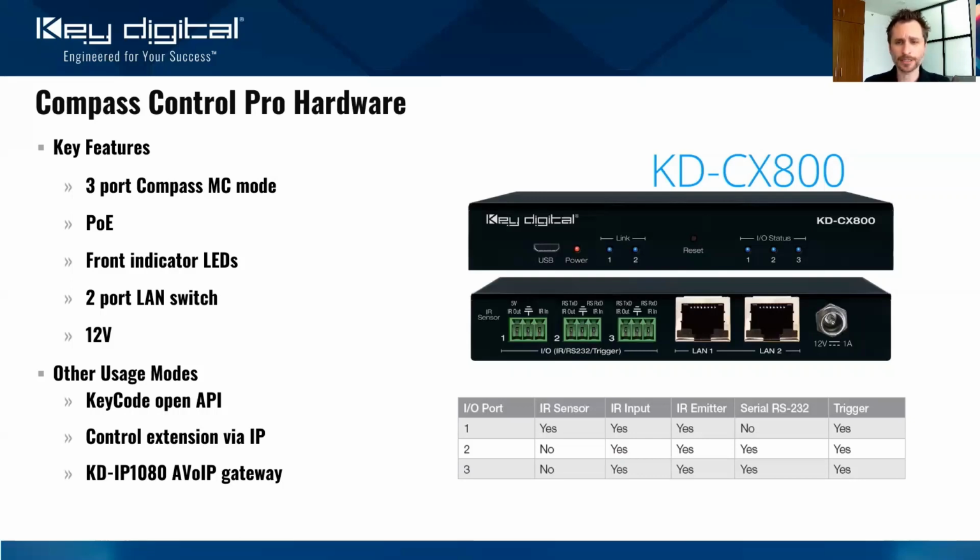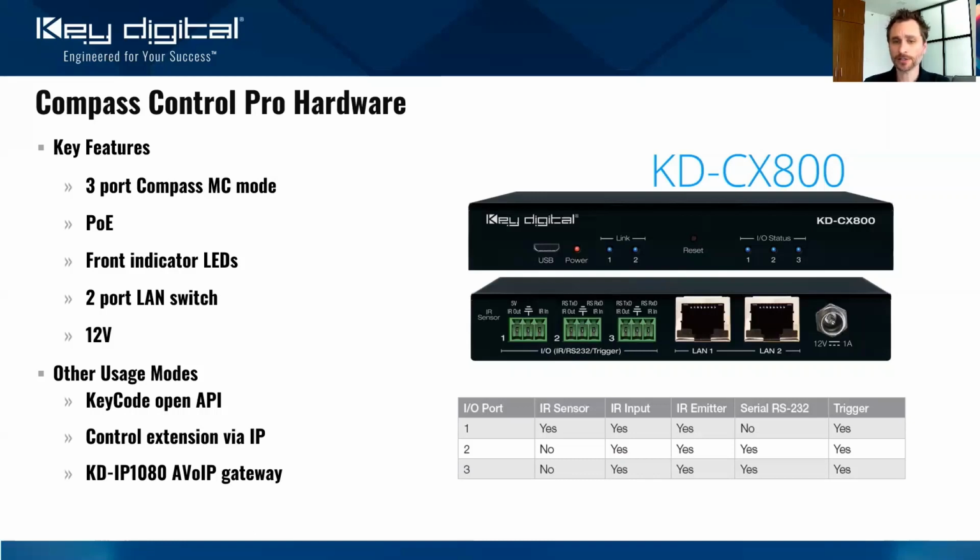So again, the front indicator LEDs work the same way as I just described with the MC1000. It is 12-volt power. Why do I tell you that? Because the MC1000 is 5-volt power, so the IR is maxed out at 5 volts, but not the CX800. You do have adjustable voltage that starts at 5 and then works its way up.